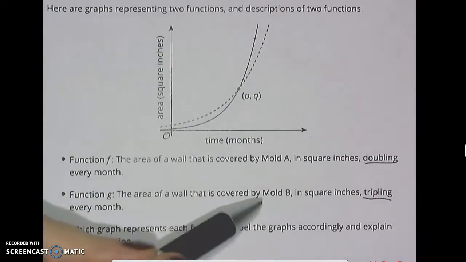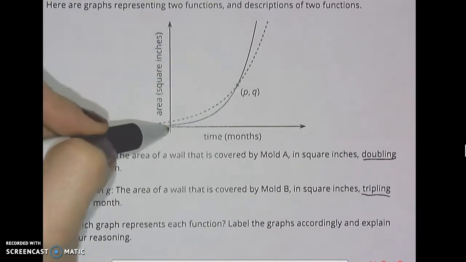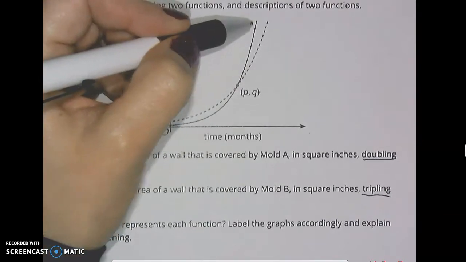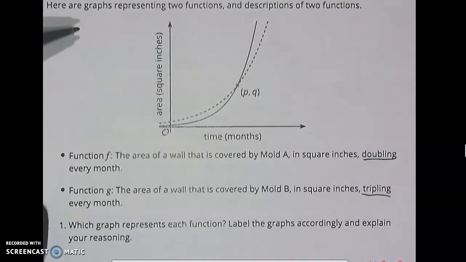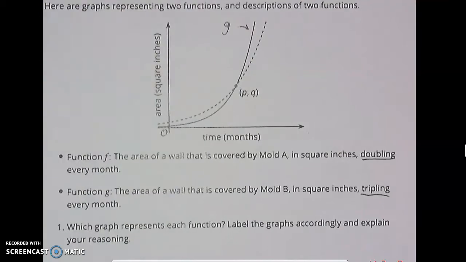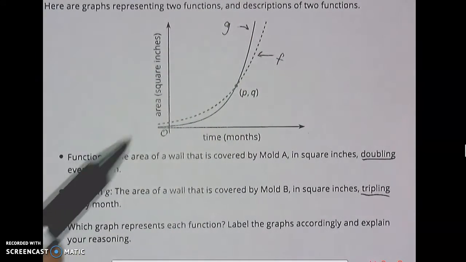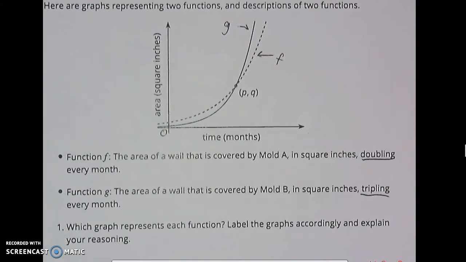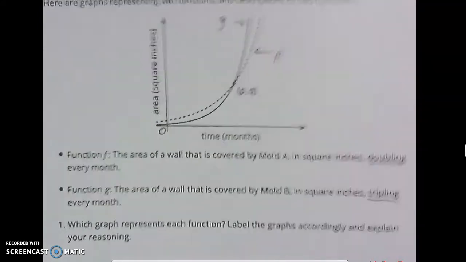So since mold B is growing more quickly, that means that we need the one that's going to go up at a faster rate. Okay, so out of the dashed and the solid, which one is going up at a faster rate? So this one here would be graph G, or function G, and then this dotted line here would be function F. Again, the solid line is going up more quickly, so that means that it is going faster, which would be tripling as opposed to doubling. Okay, both of them are still growing pretty rapidly.